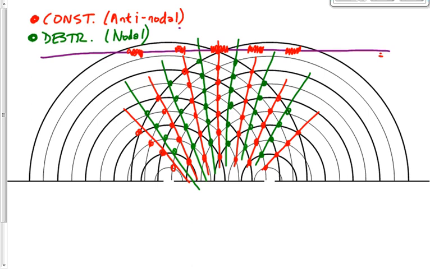Crest and crest meet each other, form a really big crest. Trough and trough form a really big trough. Crest and trough, they cancel each other out. And we have to know how to put diffraction and interference together, like we have right here. Next year again, we'll look at it mathematically, and we'll look at it in a little bit more detail in the context of light.